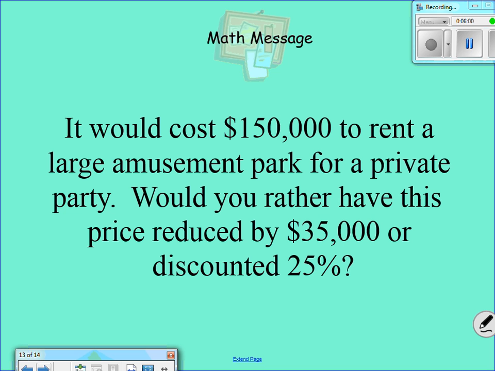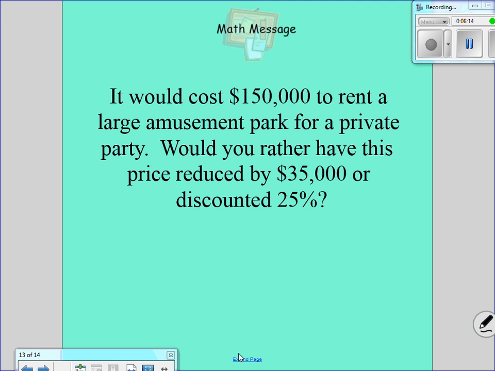It would cost $150,000 to rent a large amusement park for a private party. Would you rather have this price reduced by $35,000 or have a discount of 25%? This is where you need to do some math, right, kids? So let's see here. We want to know what is 25% of 150,000.